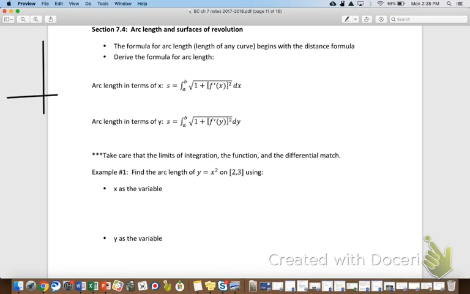Oh, it's arc length. Hello. Hey, check this out, guys. Let's see if you guys remember this.